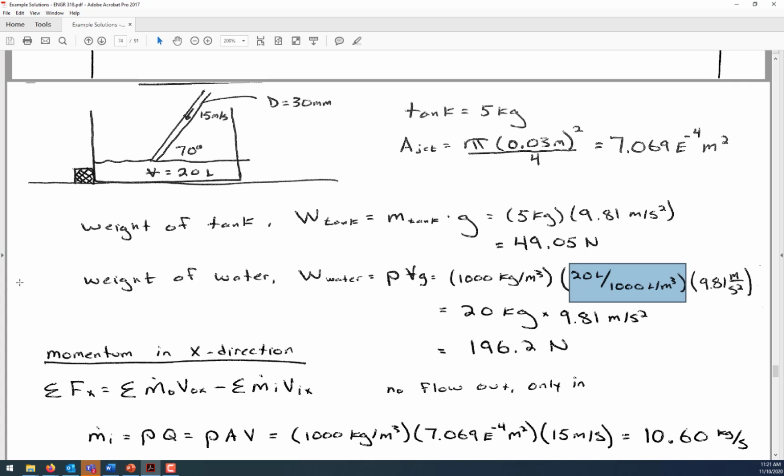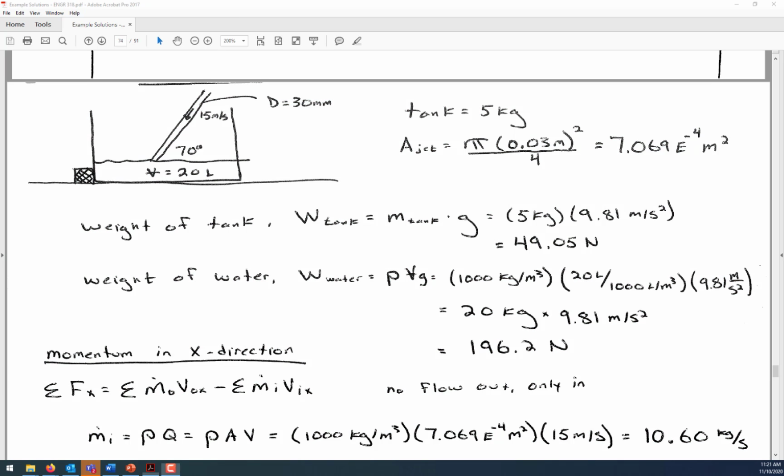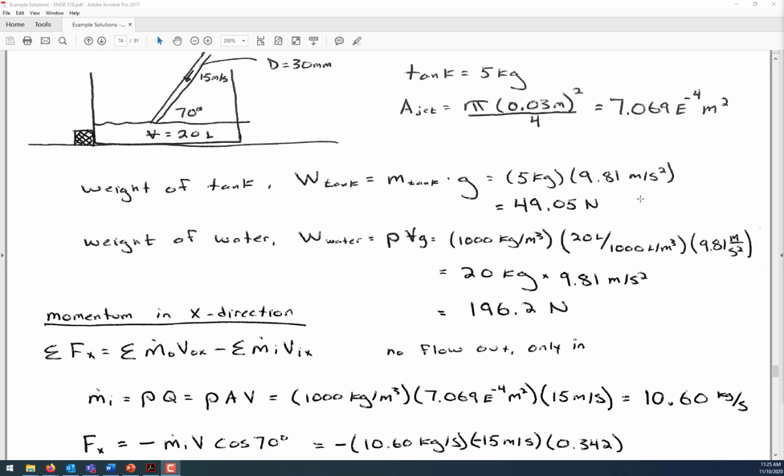But let me pause here and let you continue, and what I'd like you to type into the chat box, if you've got it, is what is the force in the x direction? So what force is required to hold the system steady? Okay, so let's take a look at how we get the force in the x direction. Let me scroll down a bit here and we'll talk through it together.